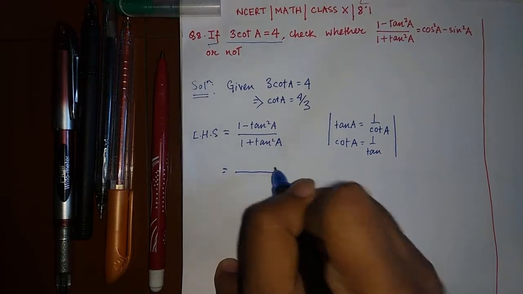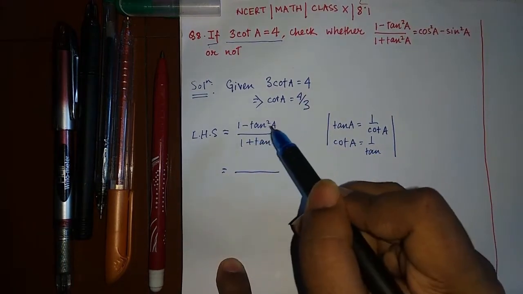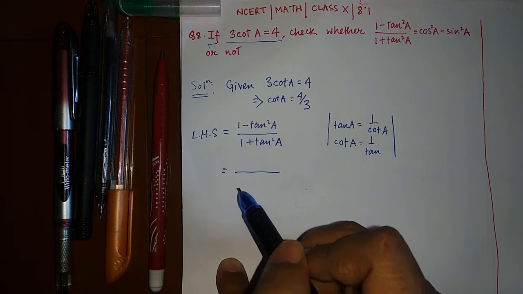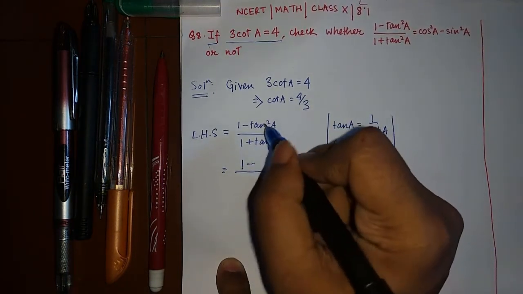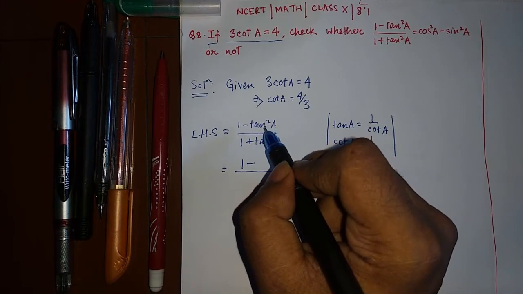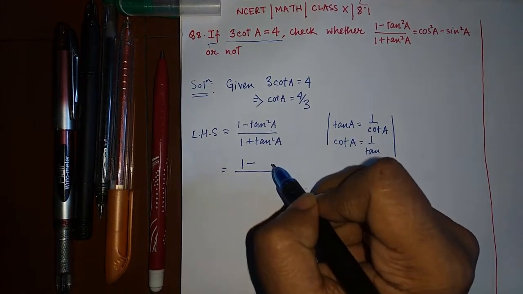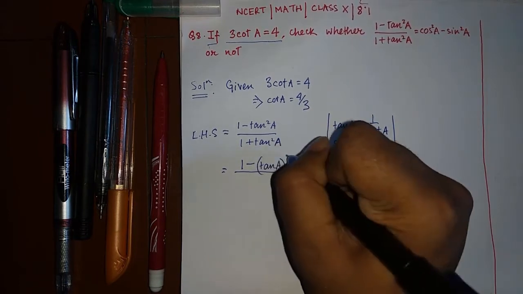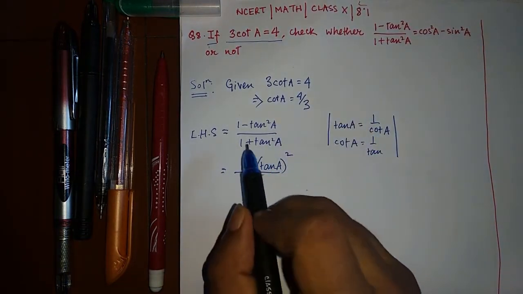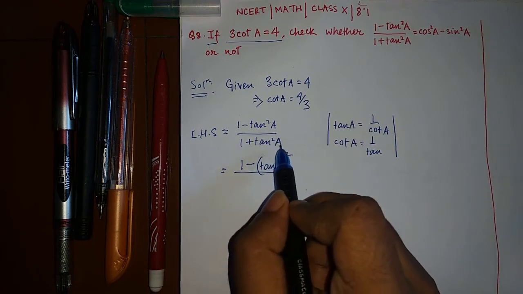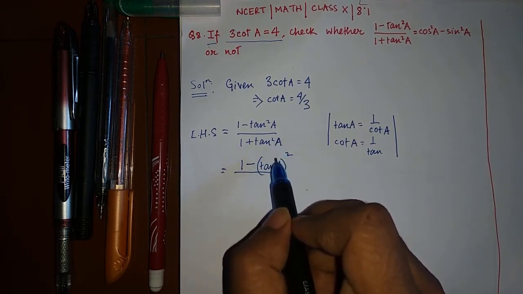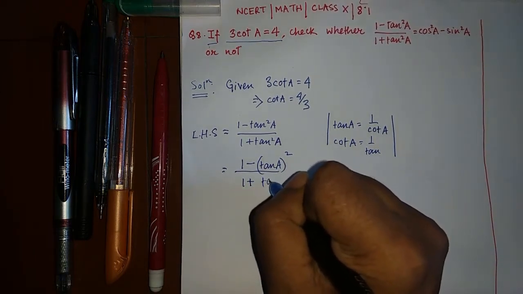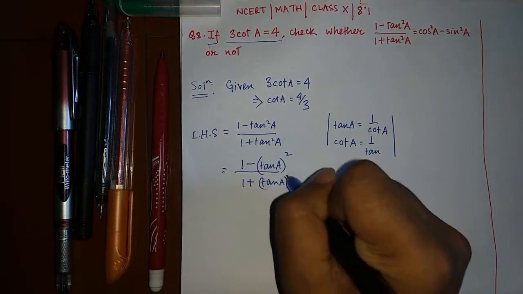So we need to convert this tan to cot. How will it convert? Just watch it. 1 minus, write this tan square A as (tan A) whole square instead of tan square A. And write this tan square A in the denominator as (tan A) whole square again. So 1 plus (tan A) whole square.